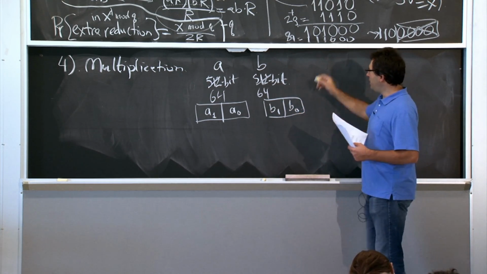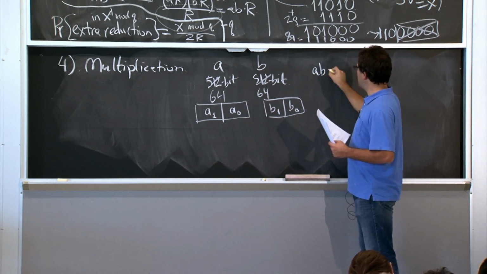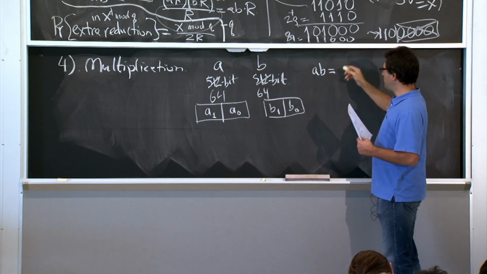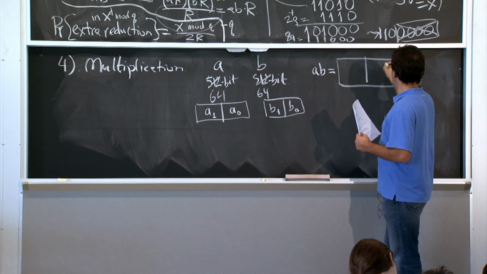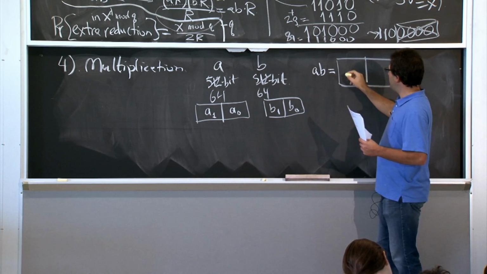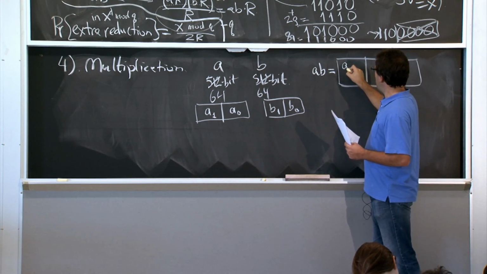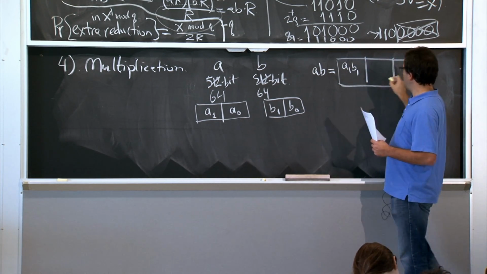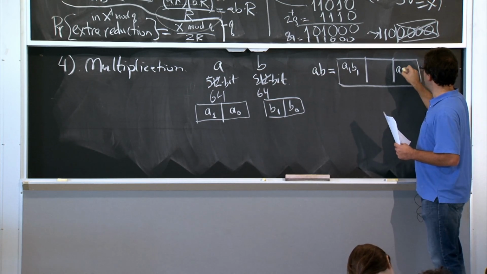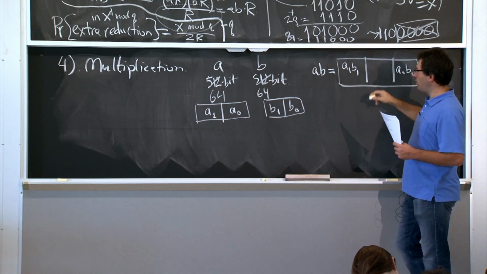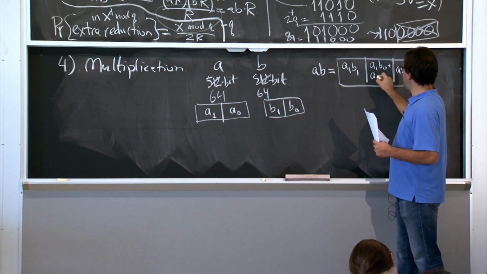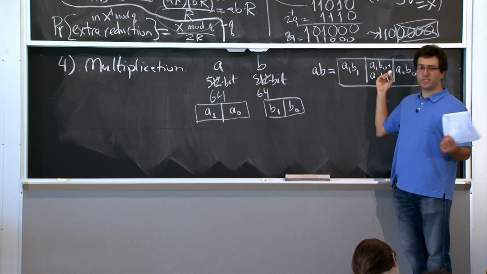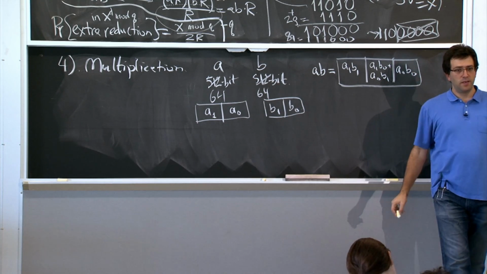So then a naive way to represent AB is to multiply all these out. So it's going to be a 3-cell number, right? The high word is going to be A1, B1. The low word is going to be A0, B0. And the middle word is going to be A1, B0 plus A0, B1. So this is how you do the multiplication, right? Make sense?